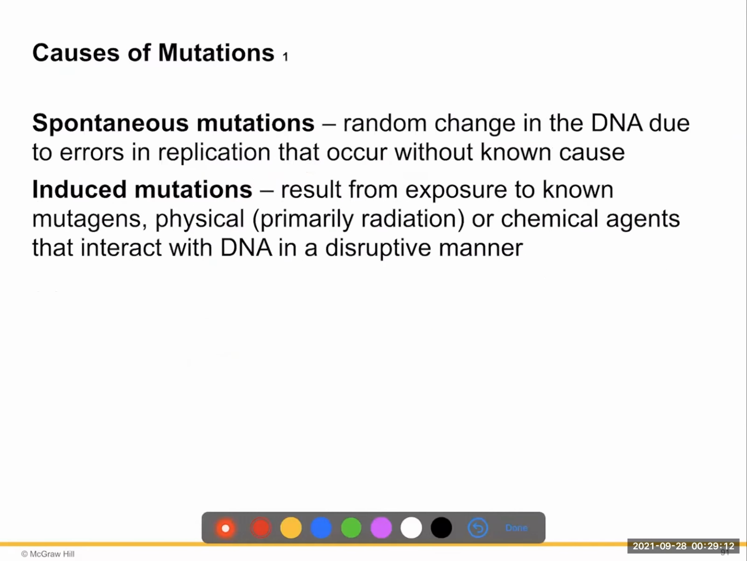Okay. A spontaneous mutation is a randomly occurring change in DNA due to errors in replication that occurs without any known cause. Sometimes the wrong transfer RNA is going to bind just by freak accident, and you're going to get the wrong amino acid. It just occurs randomly, with no known cause. Induced mutations are exposure to known mutagens, primarily radiation and chemical agents that disrupt the DNA.